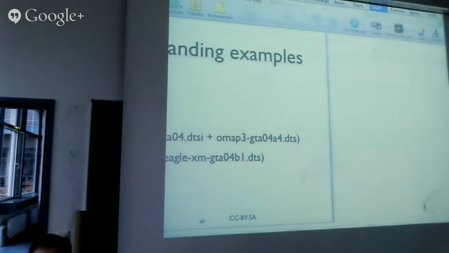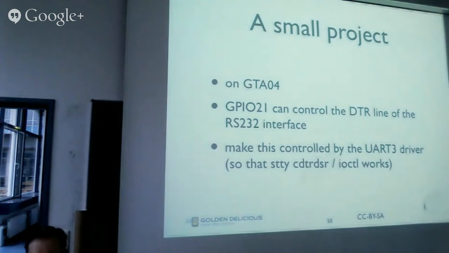Okay, to come to an end, I have prepared a very small project for the GTA04, but we will not do it in completion. Just to recapitulate the idea how to progress. The idea is that this RS-232 cable has a DTR, data terminal ready, I think it is called. But that is not used. It's not controlled, it's not used, but the hardware is there.